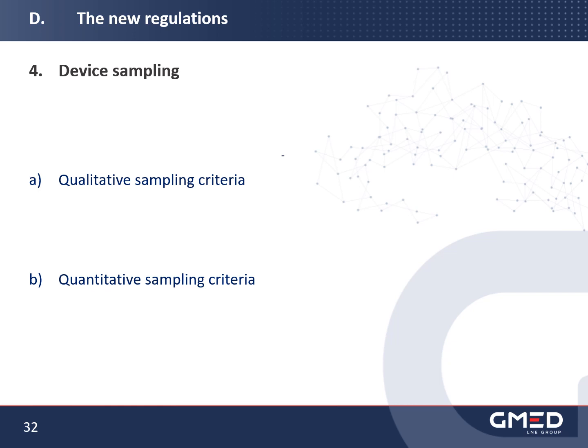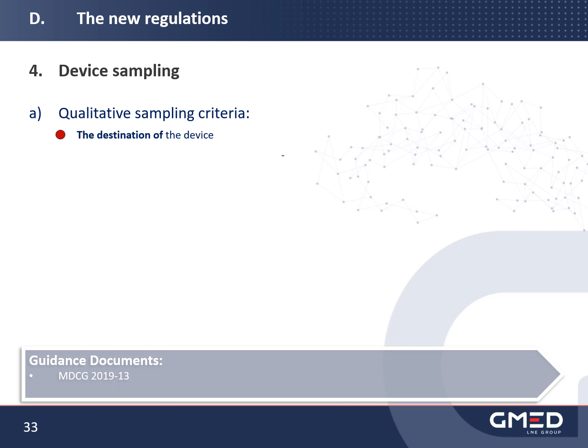In order for you to prepare the submission of your certification project in the best conditions and align your transition strategy with the requirements of the Regulation EU 2017/745, it is essential and paramount to understand and master the different rules related to device sampling. There are two main types of sampling criteria: qualitative criteria and quantitative criteria. The qualitative criteria will be used to select the device or devices to be evaluated.